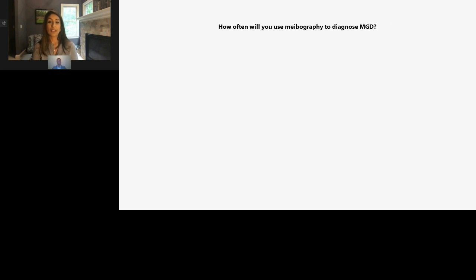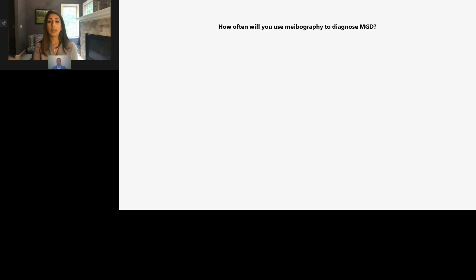Next question, good question. How often will you use meibography to diagnose MGD? So meibography is the infrared image of the meibomian gland, and meibography will diagnose meibomian gland atrophy. The presence of meibomian gland atrophy for most patients means that they have some level of MGD. But remember, we're not able to actually look at the function of the glands on meibography.